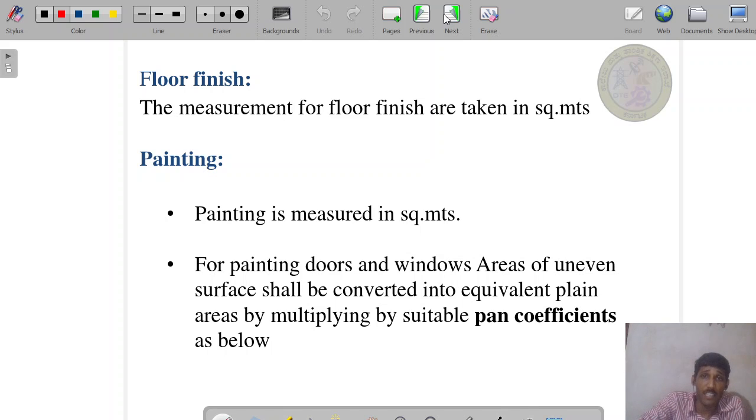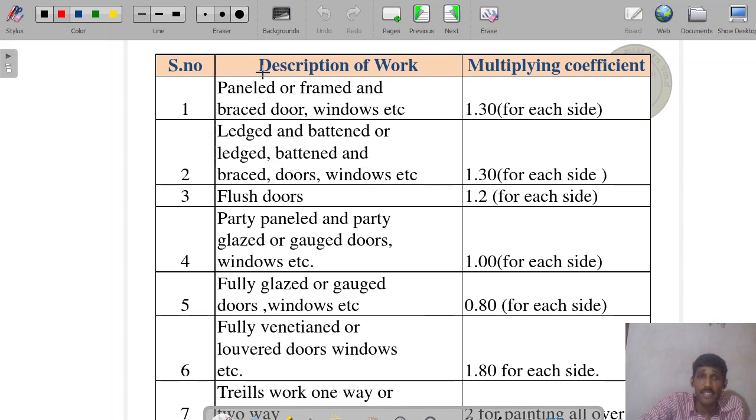This pan coefficient you have to remember while doing the estimation. See here, this is the pan coefficient related to this. Panel door, framed and braced door, windows, etc., 1.3 for each side. Ledged and battened door, windows, etc., 1.3. Flush door 1.2. Partly paneled and partly glazed door 1. Fully glazed 0.8. Fully venetianed or louvered door 1.8.